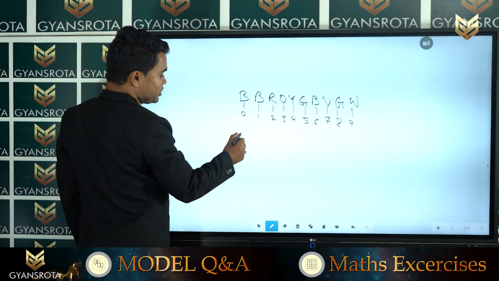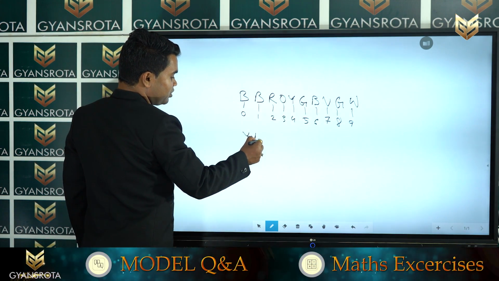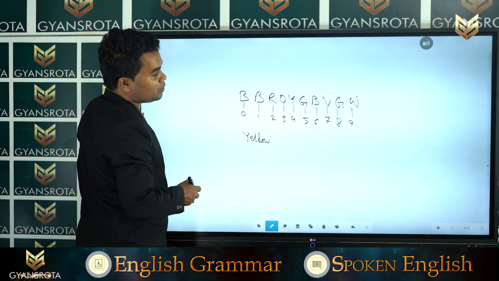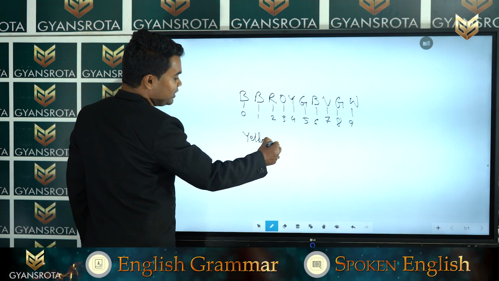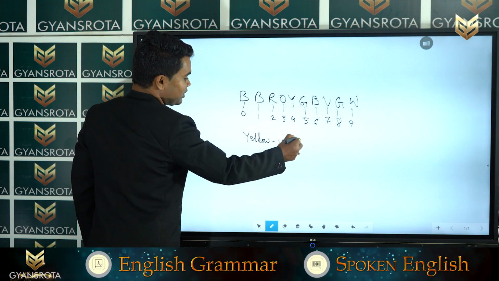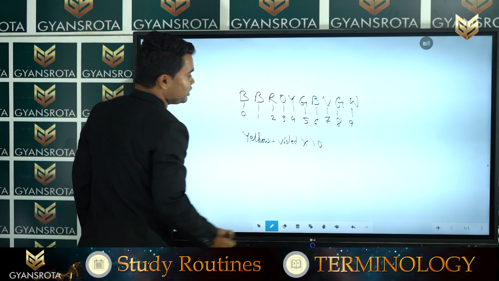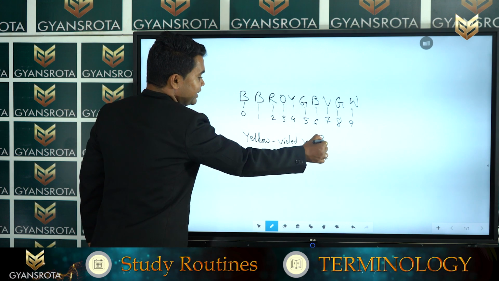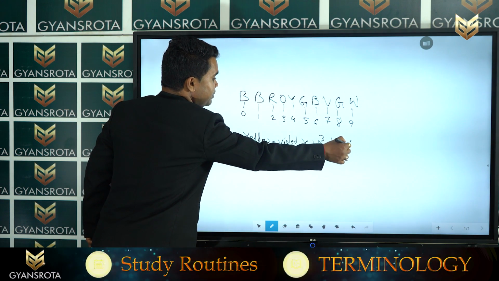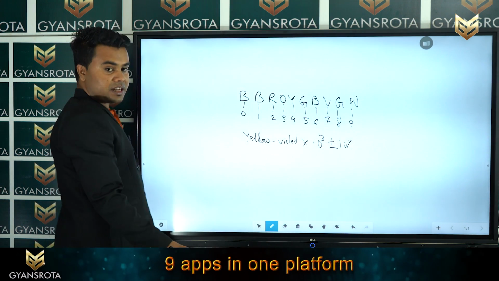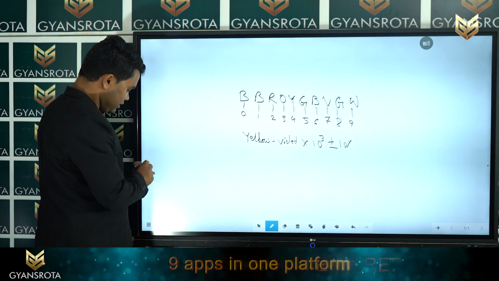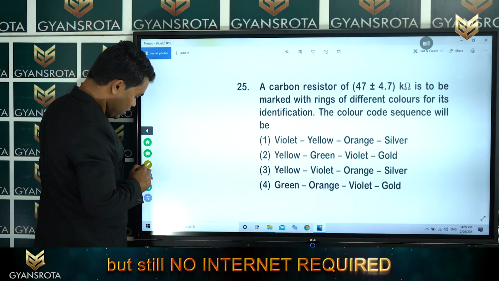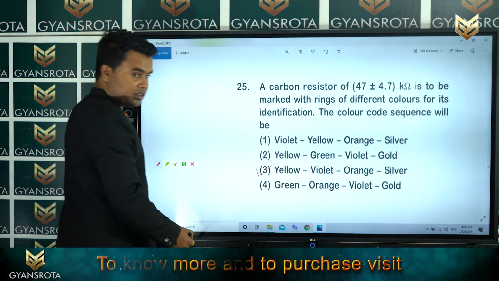4 is what? Yellow. The first color will be yellow. And then we have 7. 7 is what? Violet. So, it will be violet. Then we do 10 to the power of the number. So, next what we have? Orange, orange is 3, and then the tolerance plus minus 10%. If you solve this one, your answer will come out to be option number 3, yellow, violet, orange and silver. So, this is the correct answer, option number 3, right.